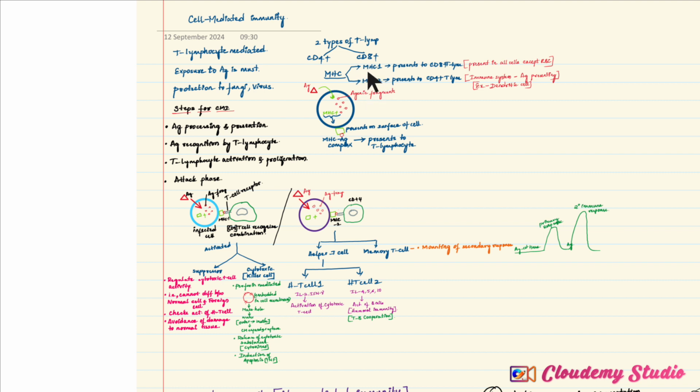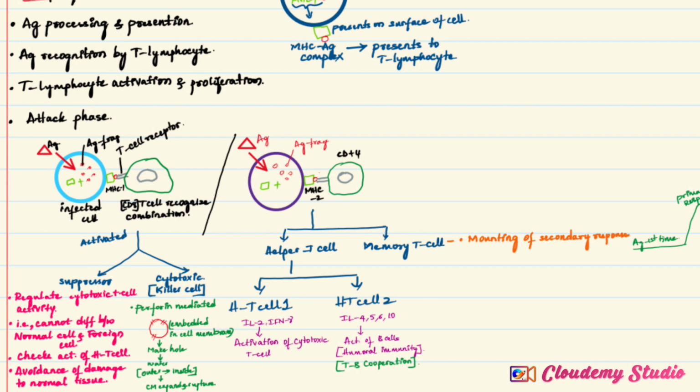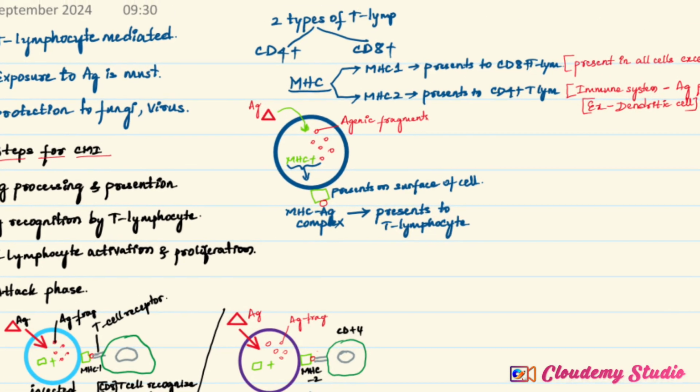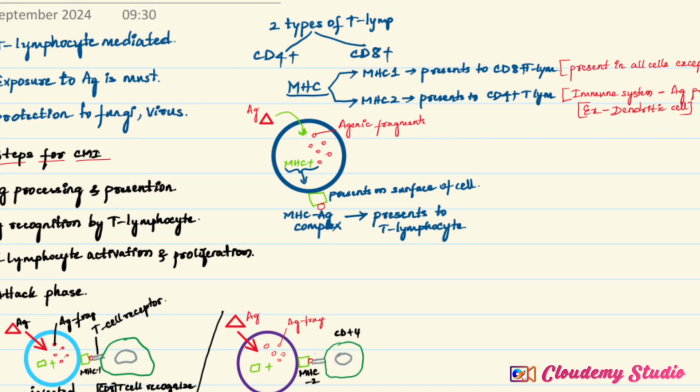This MHC1 helps in presenting the antigen to the CD plus 8 T lymphocyte, which is present in all the cells except RBCs. And major histocompatibility complex 2 presents the antigen to the CD plus 4 T lymphocyte, which plays a major role in the immune system and helps in antigen presenting, for example, dendritic cell. Before going to the steps of CMI, it's very important to know about the function of major histocompatibility complex.